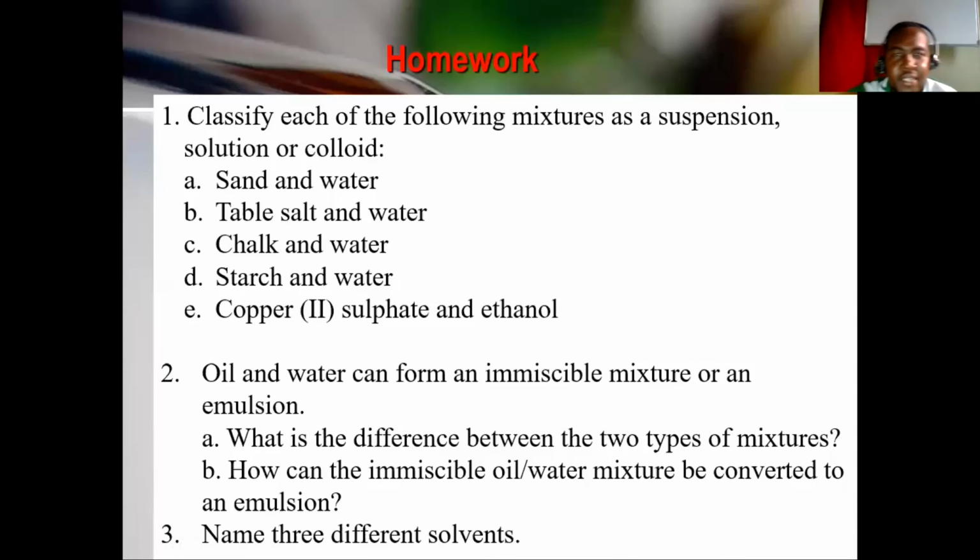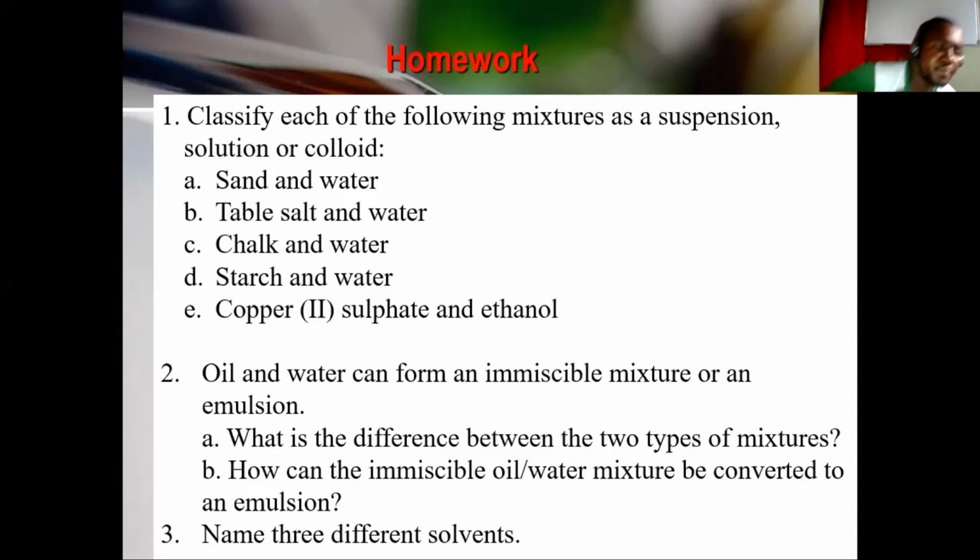All right, so question one: classify each of the following mixtures as a suspension, solution, or a colloid. Sand and water. A suspension. Yes, a suspension. All right, table salt and water. A solution. It's a solution. Chalk and water. Suspension.